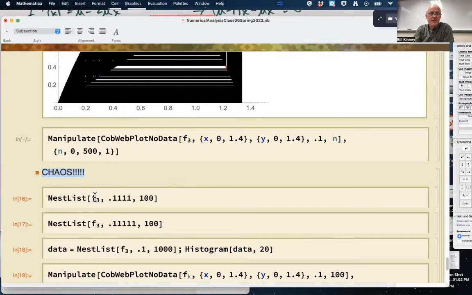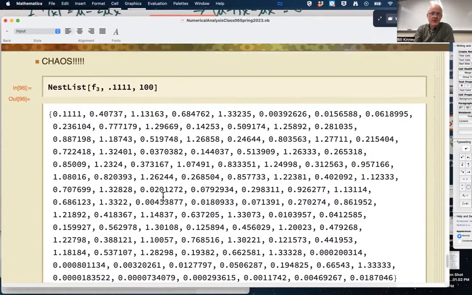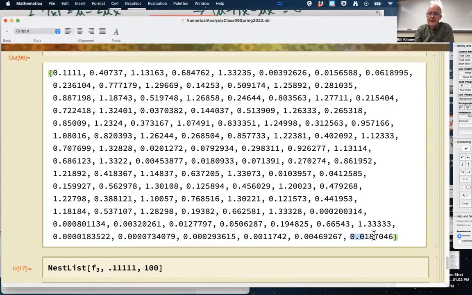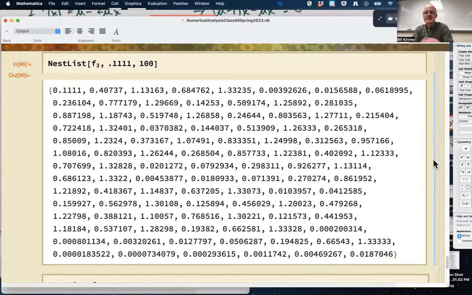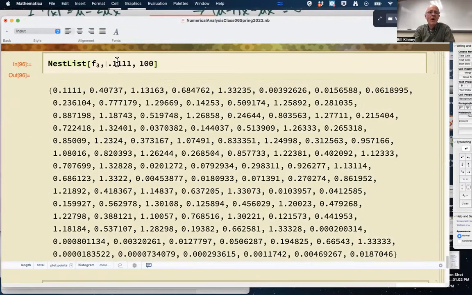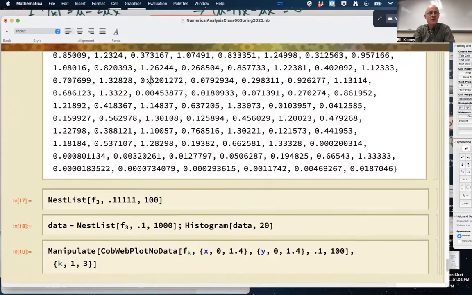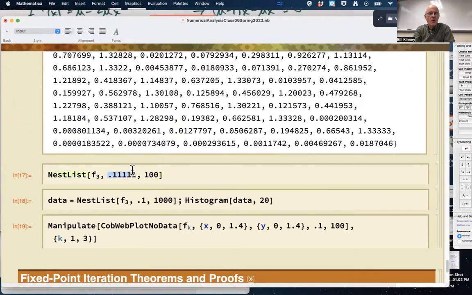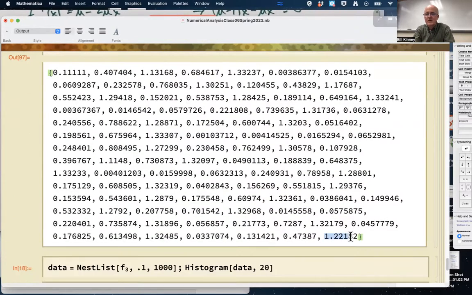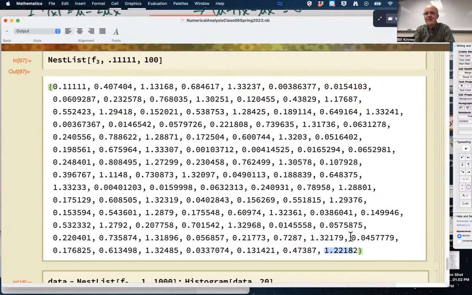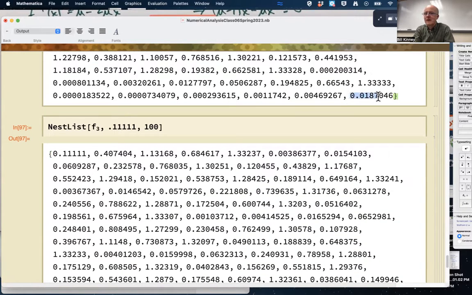For example, if we use K equal to 3 and an initial condition of 0.1111, after 100 iterations, we're close to 0.0187. If we change the initial condition slightly from 0.1111 to 0.11111, after 100 iterations, you're at a completely different number, 1.22, instead of 0.0187.